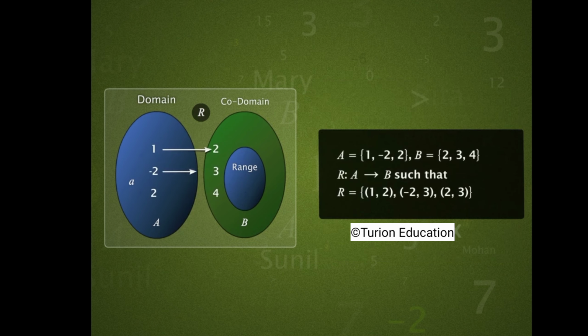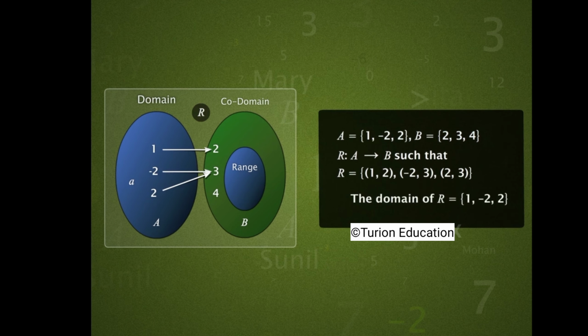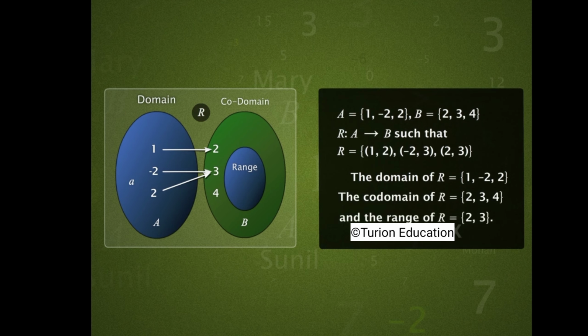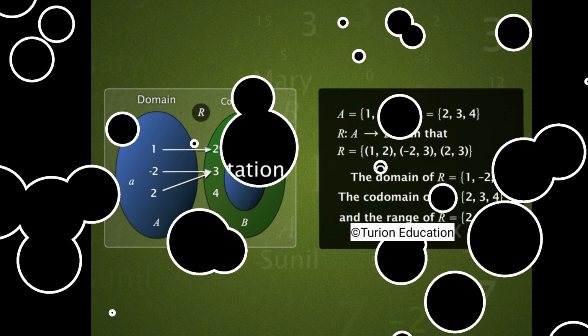For example, from set A having elements 1, -2, and 2 to set B with elements 2, 3, and 4, consider the relation R. The domain of R is the set with elements 1, -2, and 2. The codomain of R is the set with elements 2, 3, and 4. And the range of R is the set {2, 3}.